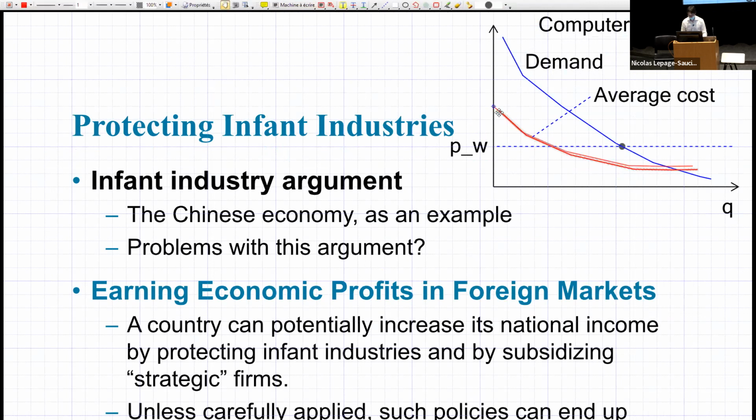So in the 1990s, China was not producing computers, so they were here. Imagine that some small Chinese firm would have thought, oh, let's start producing computers. Well, they have a very high average cost, so it's not worth it for them whatsoever to start producing. But what happens to average cost and volume is that at some point, the average cost goes down and goes down and goes down.